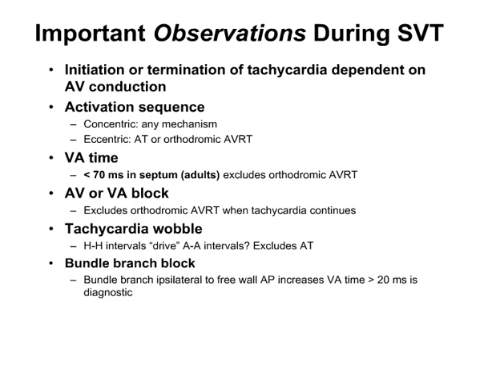And these are other things you can look for. VA time is very important because less than 70 excludes the vast majority of cases of orthodromic AVRT. There's some evidence that between 50 and 70 there are occasional patients, so less than 50 would be an absolute. Less than 70 takes out 99%. You're looking at activation sequence. You're looking at whether the tachycardia seems to initiate dependent on AV node conduction. You can look at wobble. You certainly want to look for AV block because that excludes orthodromic AVRT. And then the bundle branch block we talked about.